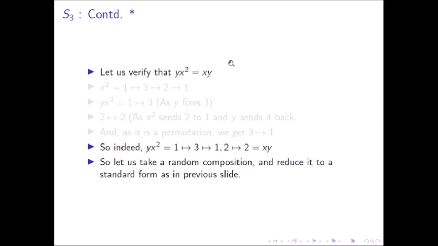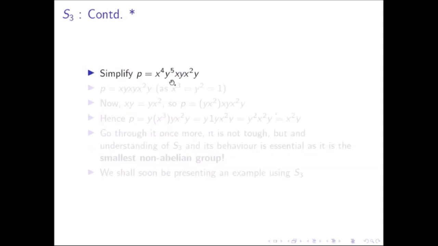So we have a property over here, yx square is equal to xy, and let's simplify an element in S3 by random compositions of x and y to a standard form. So simplify this thing. First of all, x cube is 1 and y square is 1. So y to the power 4 is also 1. So this is basically xy, xy, x square y.